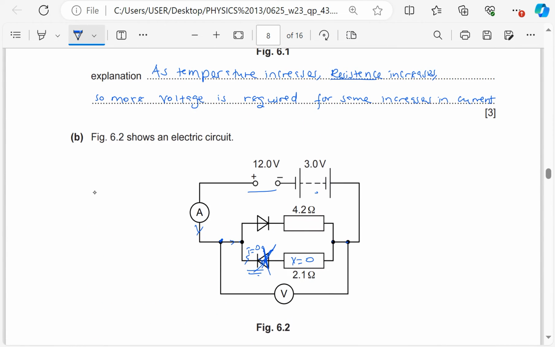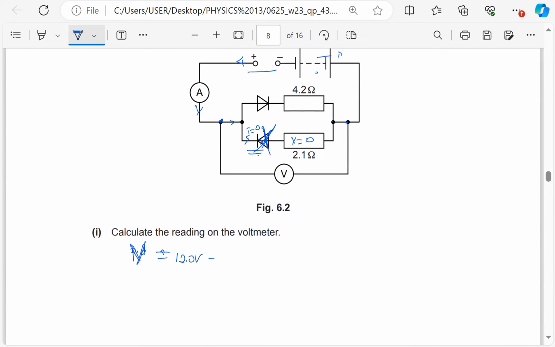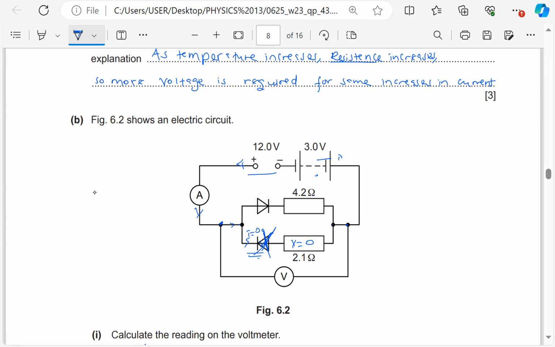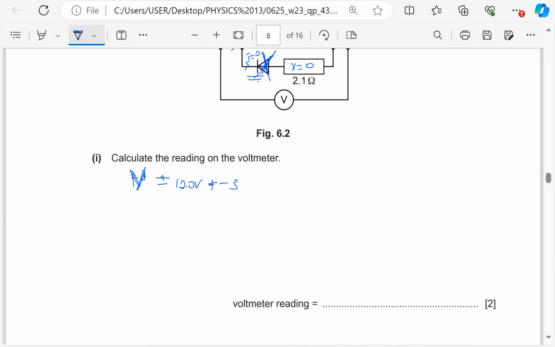Oh, sorry, this one is in this direction and this one is in the other direction, so we just sum them up. So that is 12 plus negative 3, because the other one is connected the other way around. This is positive, this is negative, so it's the other way around. So this is negative 3 volts, this is positive 12 volts if we move in that direction. So this is going to be 12 minus 3, which is 9.0 volts. So the answer here is going to be 9.0 volts.